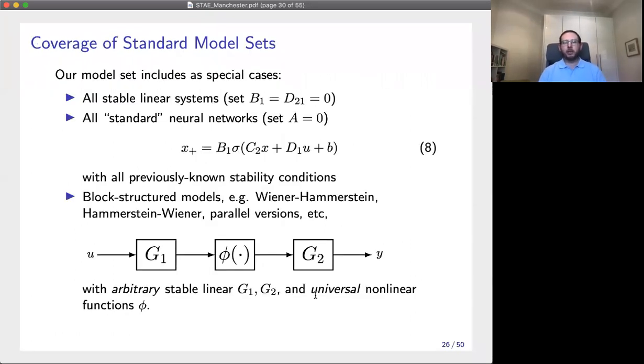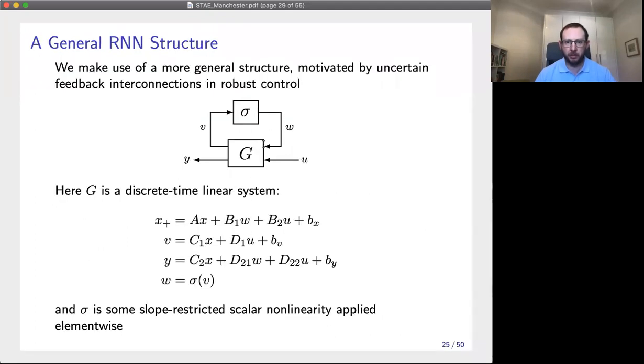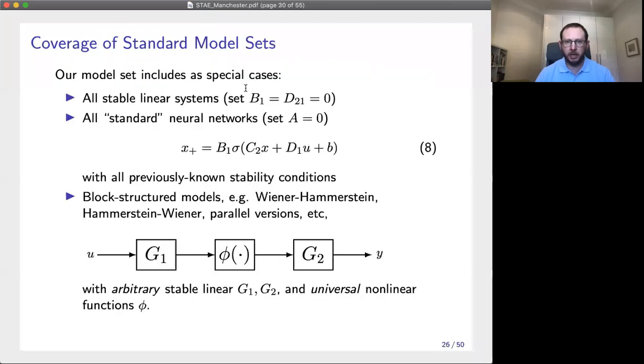Now this model structure, I called it generalized. It actually includes a lot of commonly used model structures as special cases. So it obviously includes all stable linear systems. We can just have all the terms that take in W set to 0, and we just get the linear part. We can also just set A equal to 0, and we get the standard recurrent neural network structure. So we can blend between, if we want, linear time invariant models and recurrent neural networks. And in fact, with the stability constraints that I'll show in a moment, we can cover all previously known sets of stable recurrent neural networks.